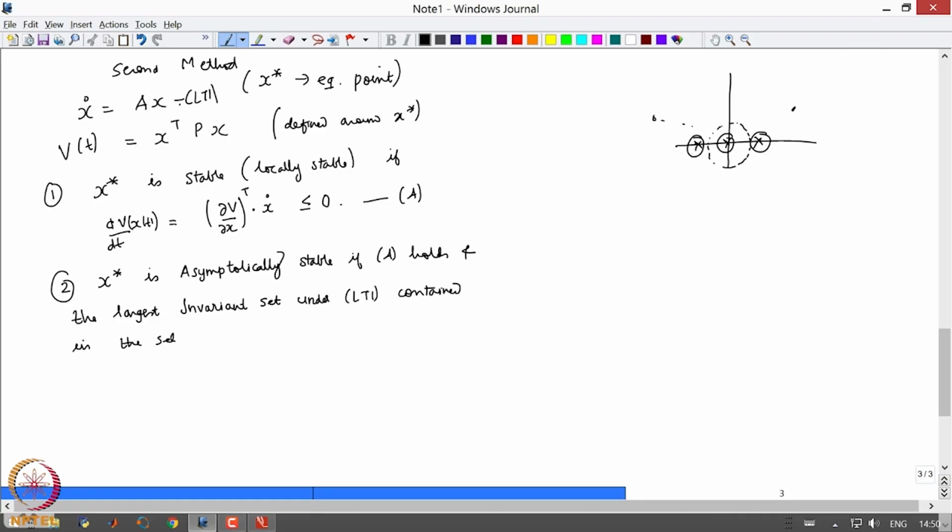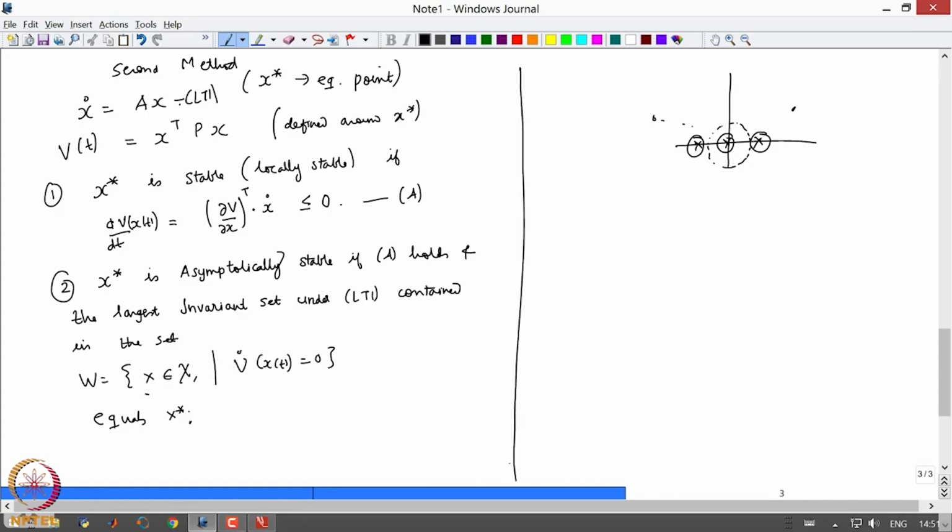So, let me define a set W as all x belonging to the state space such that V dot of x(t) equals 0, equals x star, right, which means that the only solution that starts in this set remains in W for all time, and that actually coincides with the equilibrium point. Okay, so we will slowly see what this means in the context of some physical systems too.